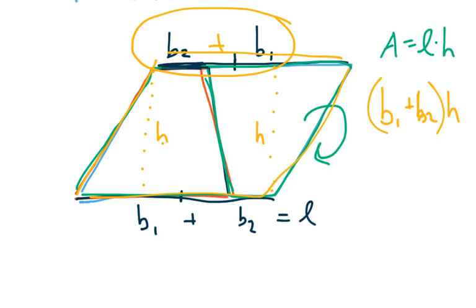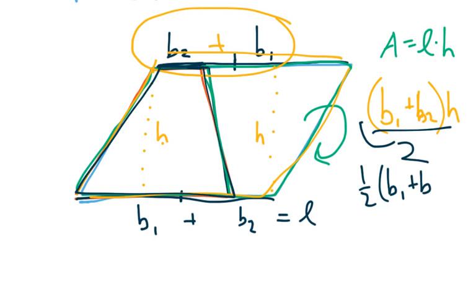But we only have one of these, so we divide by 2, or maybe move this 2 to the outside, write it as 1/2 (B1 plus B2), and we have the area formula for a trapezoid. So let's practice it. Do some examples.